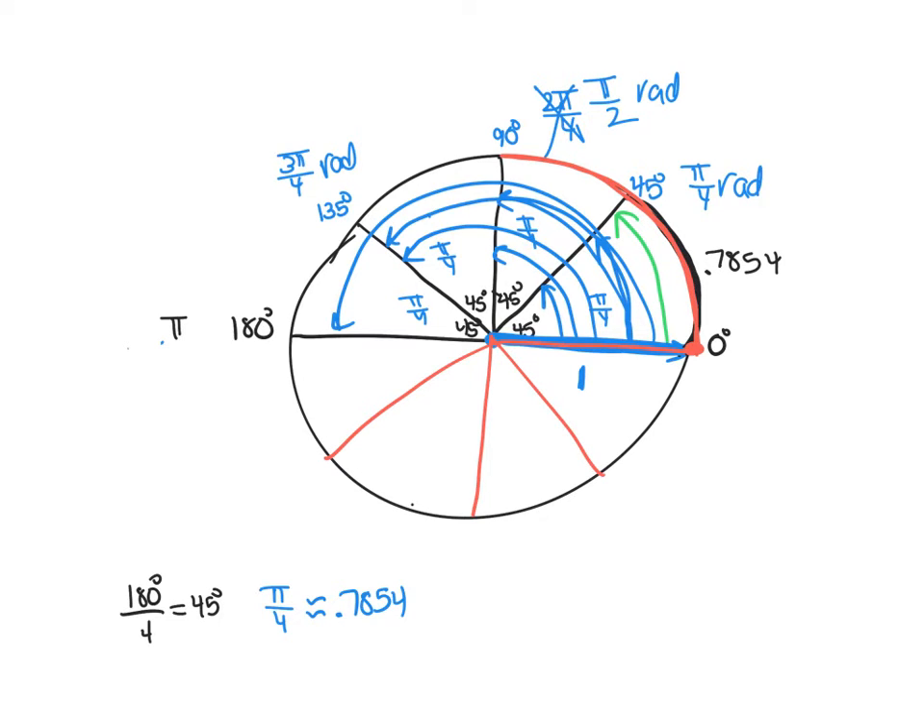180 plus 45, you're at 225. Plus 45, you're at 270. Plus 45, 315. Plus 45, you're back at 360. Okay? In terms of radians, don't forget where you left off.